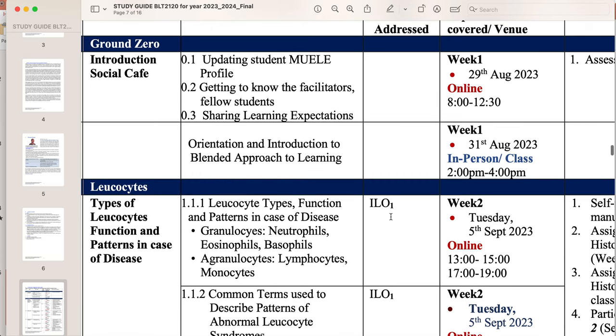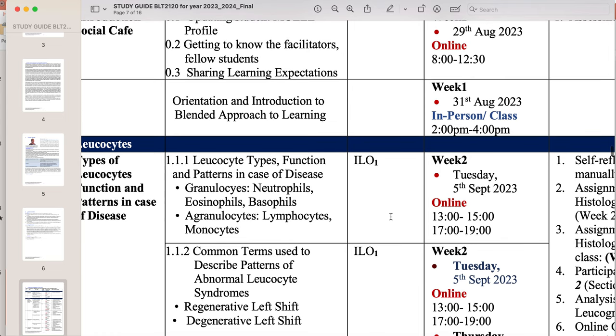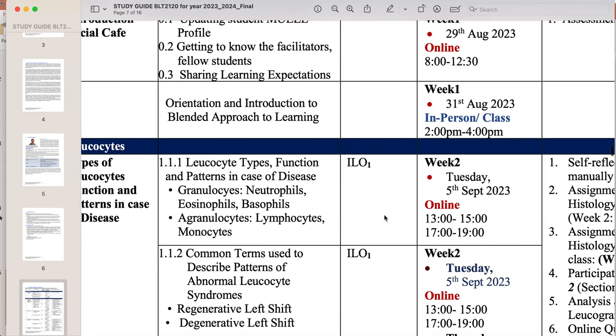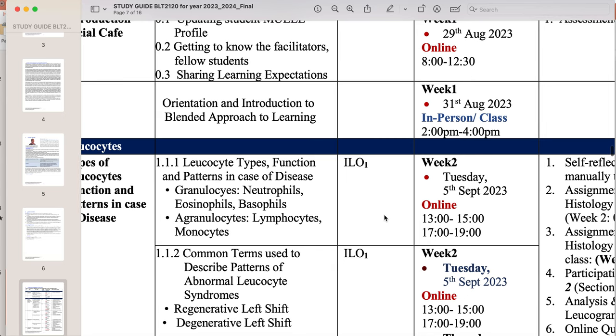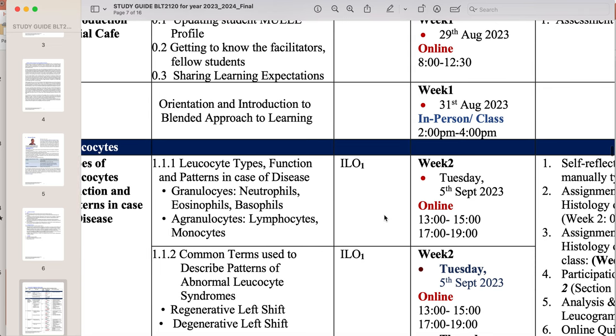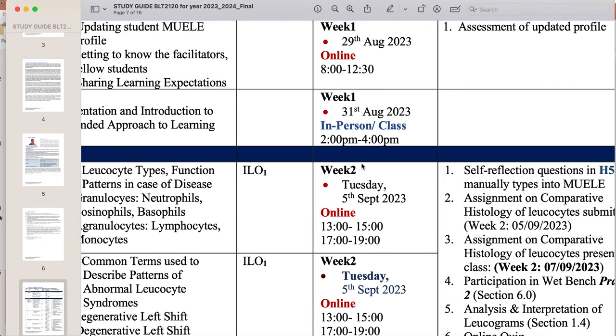is addressed under course-wide learning outcome 1. Subtopic 1.12 is also addressed by course-wide intended learning outcome 1. Now, all this we did when we aligned our topics to the intended learning outcomes in part 2 and part 3 of the DDD. So we are just extrapolating, copying and pasting. These topics are done in the second week on Tuesday. The date is here. It is online and the times are here.